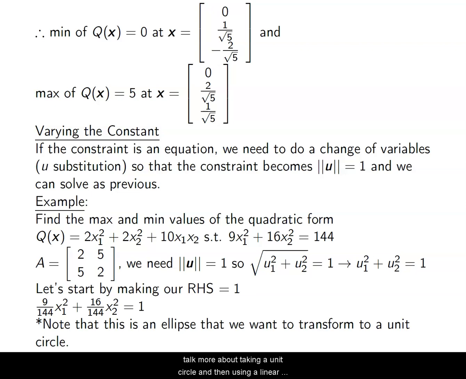We actually talked more about taking a unit circle and then using a linear transformation to transform it into an ellipse, and then using that information to find the area of an ellipse. We did that way back in chapter 3 something. You could use a lot of that same information here. You can use a linear transform if you so chose to, instead of doing these u substitutions, right? Just think about that a little bit though.